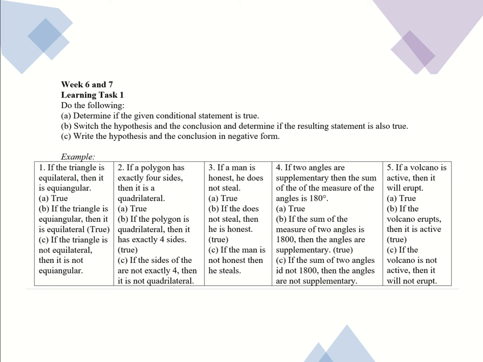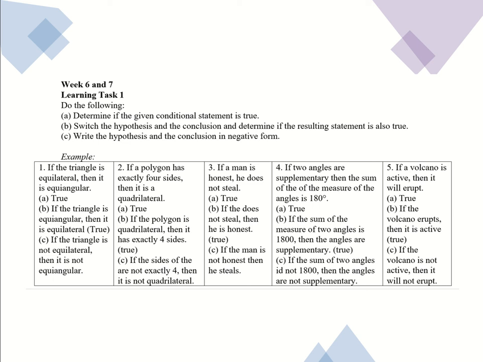Okay? Number 3, if a man is honest, he does not steal. So that's true. If he does not steal, then he is honest. That's also true. Oo, pag di ka naman nagnakaw, isa kang tapat na tao. Totoo yun. If the man is not honest, then he steals. Diba? Napansin nyo na wala na yung word na not steal. Naging, then he steals. Negative pa din yun, diba? Kasi ang pagnanakaw ay negative na bagay.